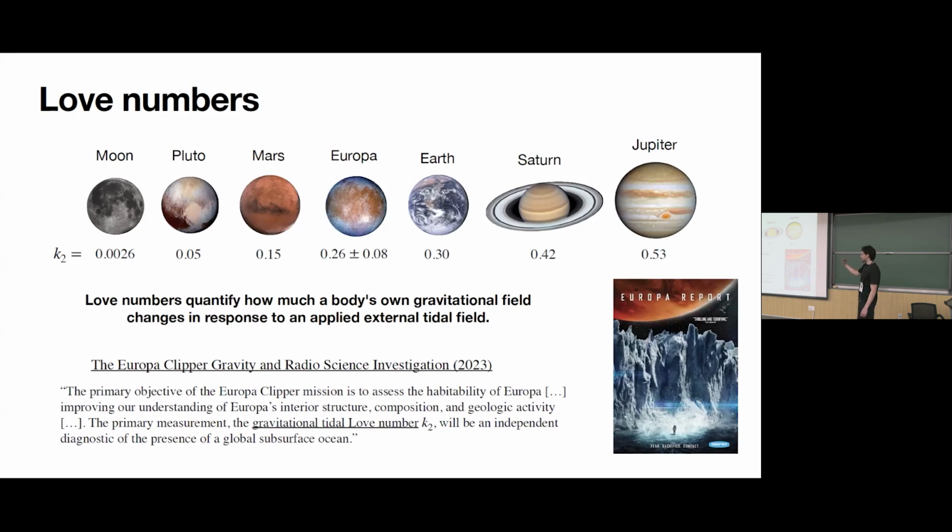So actually there is an ongoing spacecraft that passed Mars and is on its way to Jupiter. Its main goal will be to measure the gravitational tidal Love number, which will be an independent diagnostic of the presence of this ocean.